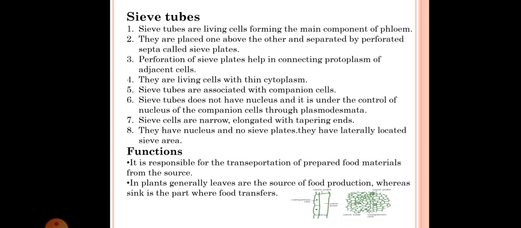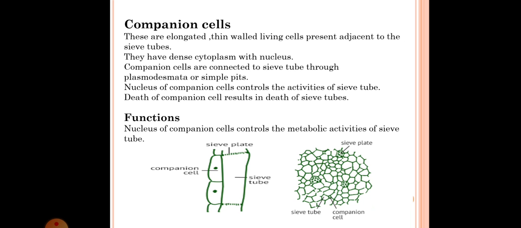Sieve cells are narrow, elongated with tapering ends. They have a nucleus and no sieve plates. They have laterally located sieve areas. Here you can see the sieve plates, the sieve tubes, and the companion cells. Function: it is responsible for the transportation of prepared food material from the source. In plants, generally leaves are the source of food production, whereas sink is the part where food is transferred.